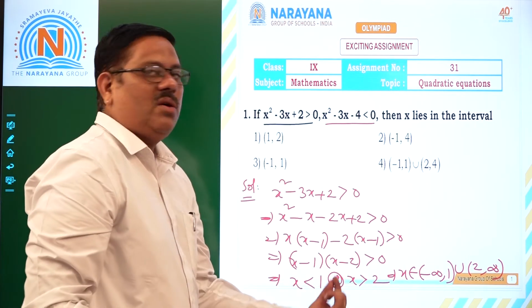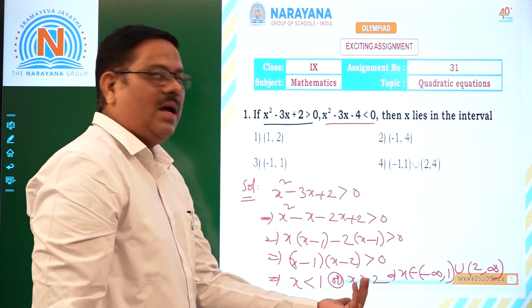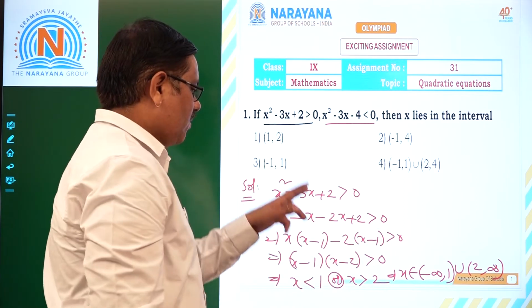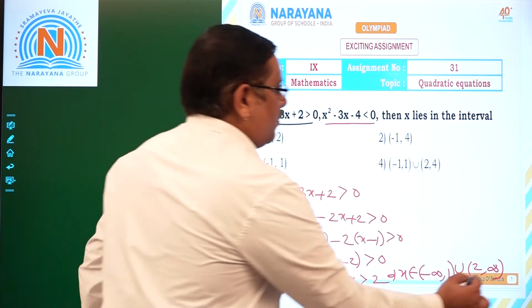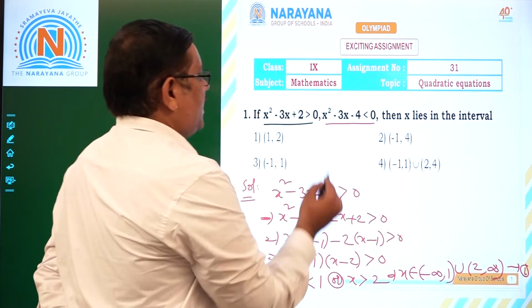It won't lie between 1 and 2. And even it won't include 1 as well as 2. That is what we can observe out of this inequality. That is condition number 1. Now let us take the next one.